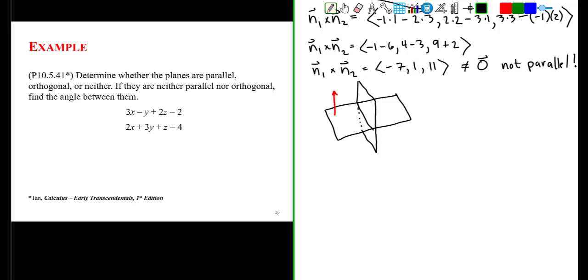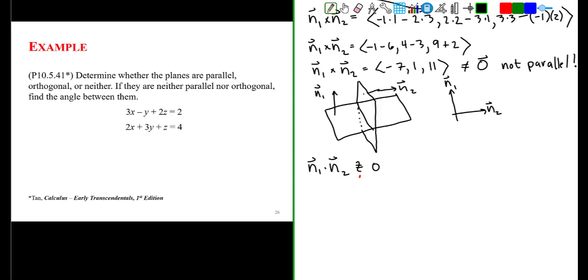Plane 1 has a normal vector n1. Plane 2 has a normal vector n2. These two planes are orthogonal if their normal vectors are perpendicular. And we know that if the dot product between two vectors is equal to 0, then the vectors are perpendicular.